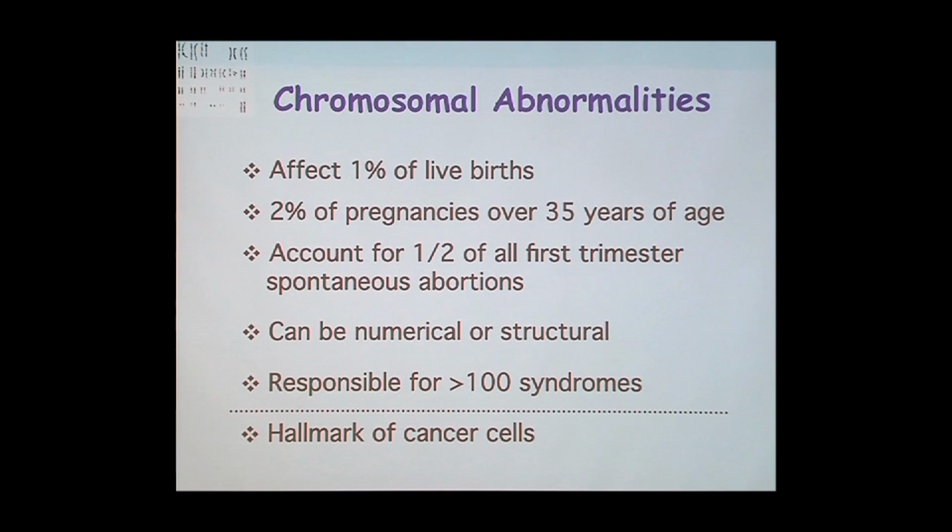So there are many different types of chromosome abnormalities, and chromosome abnormalities are also not uncommon. They affect 1% of live births, 1%. 2% of pregnancies in women over the age of 35, and they account for about half of all the first trimester spontaneous abortions. So very often, they account for 1% of live births, but there are many abnormalities that occur that we just don't even know about because they spontaneously abort so early on.